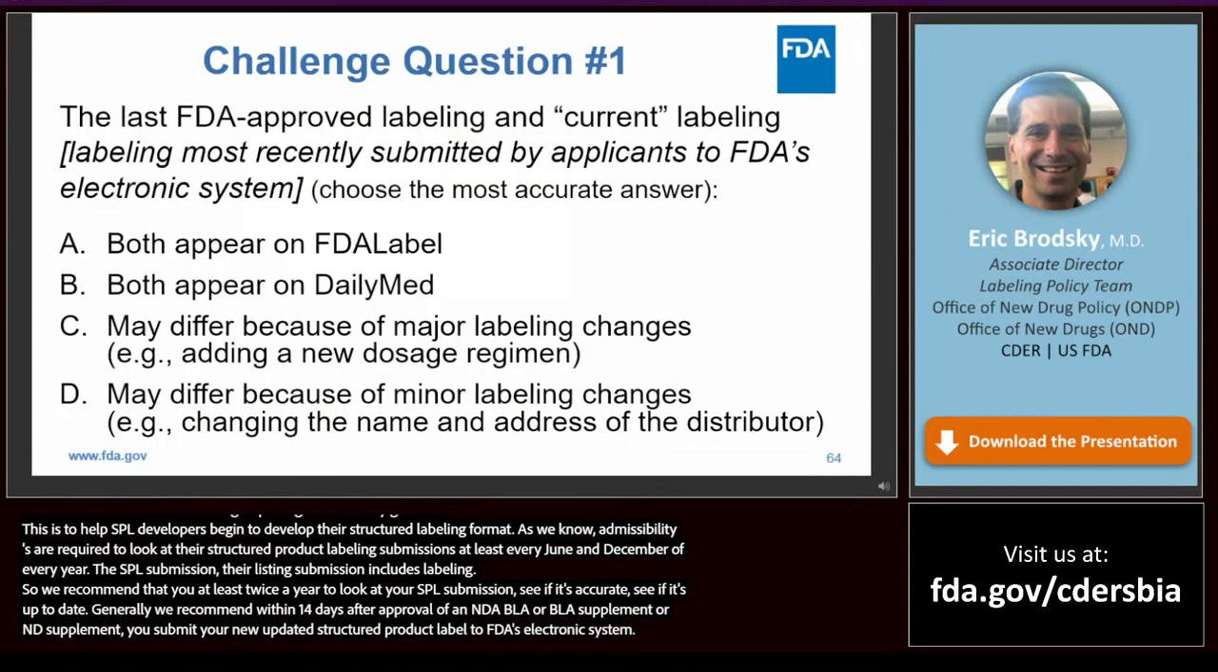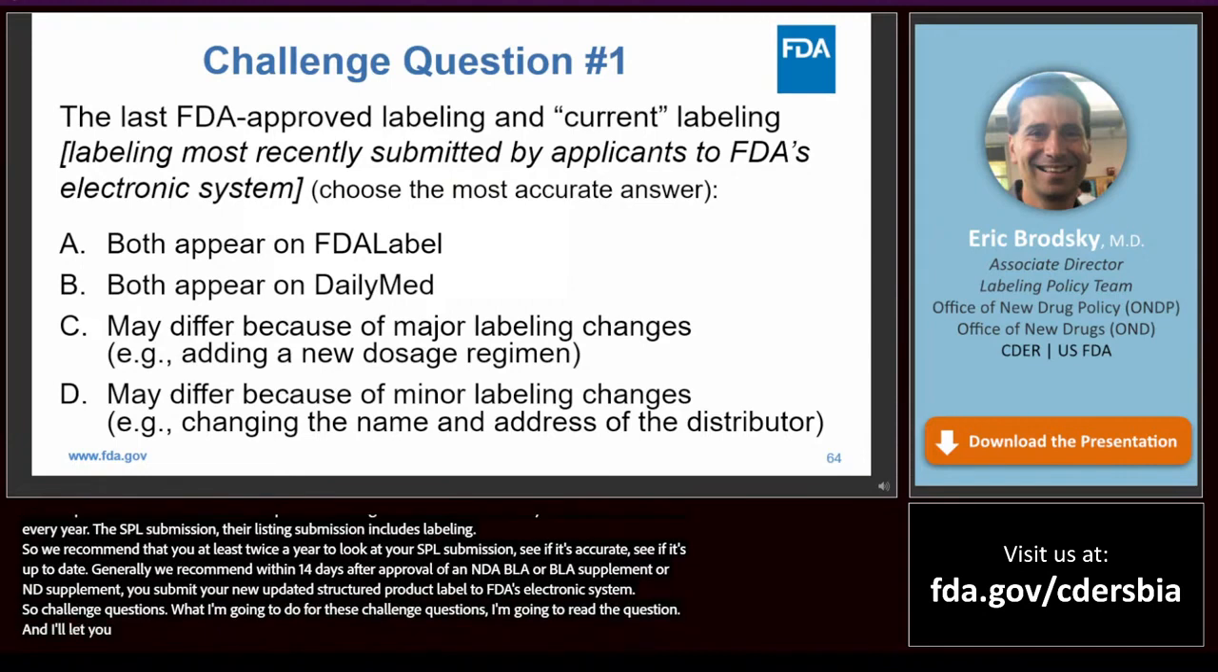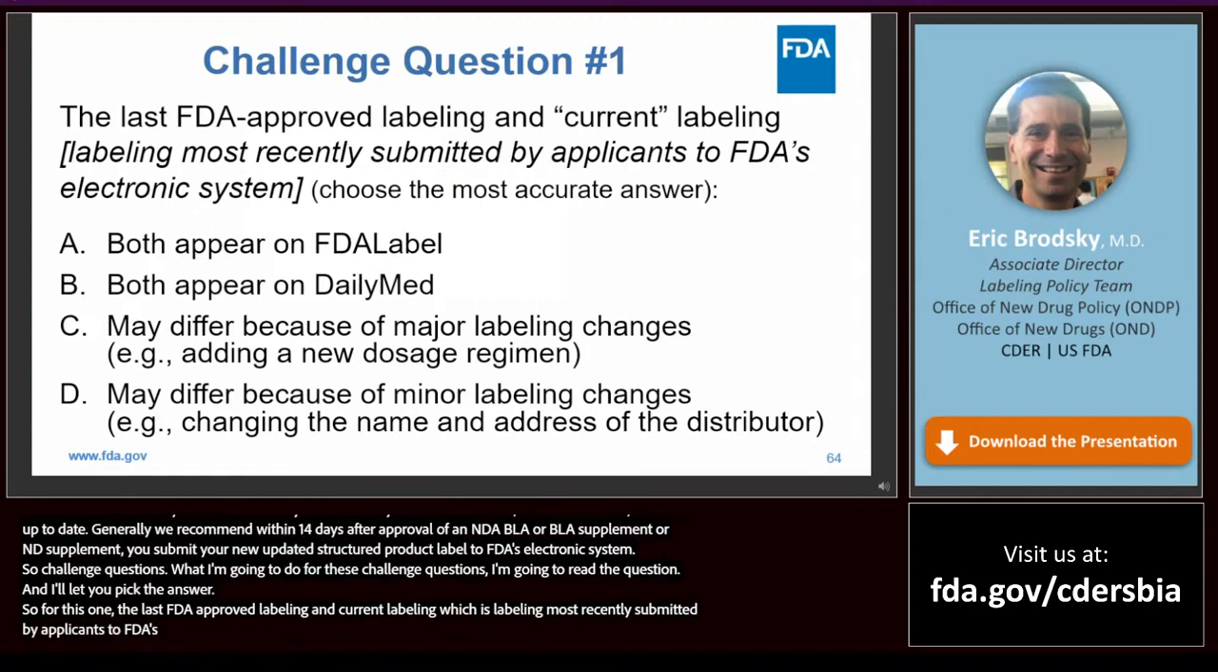So challenge questions. What I'm going to do for these challenge questions, I'm going to read the question and I'll let you pick the answer. So for this one, the last FDA approved labeling and current labeling, which is labeling most recently submitted by applicants to FDA's electronic system. This is after approval. Choose the best and most accurate answer.